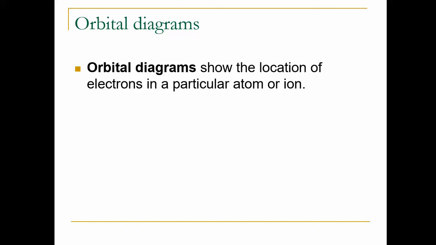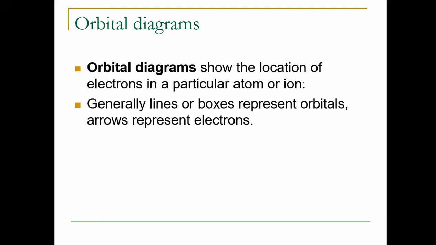And we are going to be drawing what we call orbital diagrams. Orbital diagrams show the location of electrons in a particular atom or ion. And again, these are not very hard to do. Once you see me do some examples here, I think this stuff will come together a little better for you.